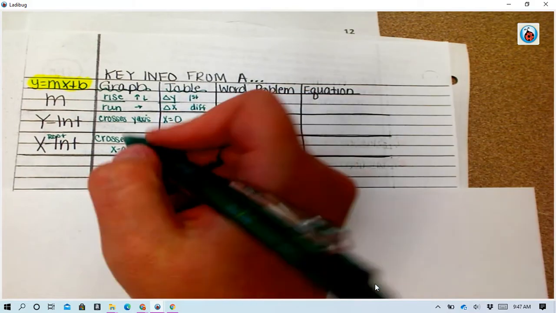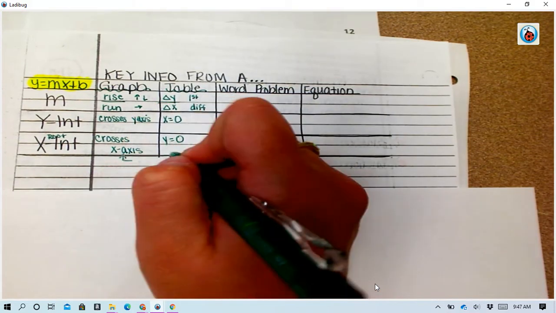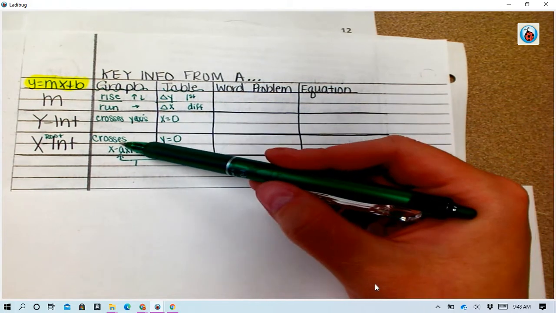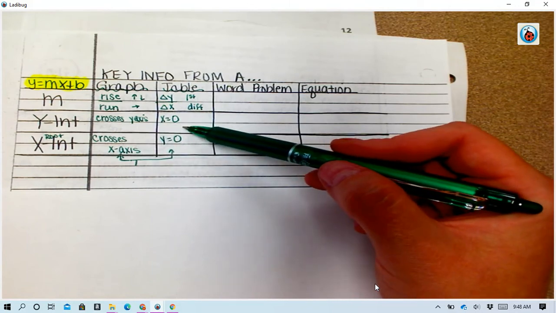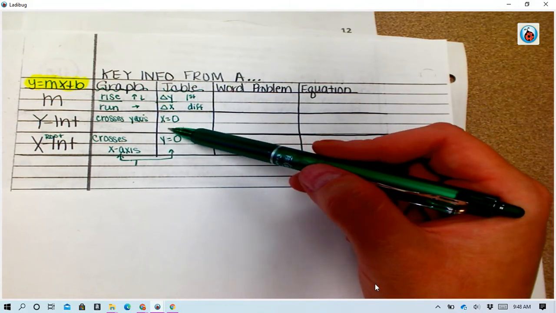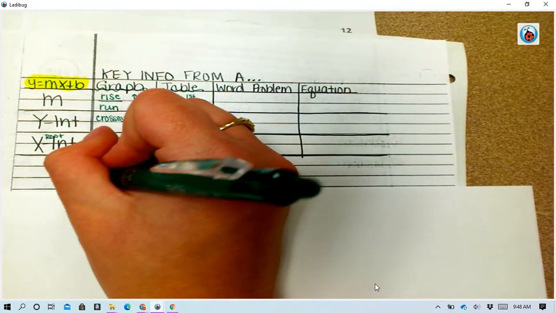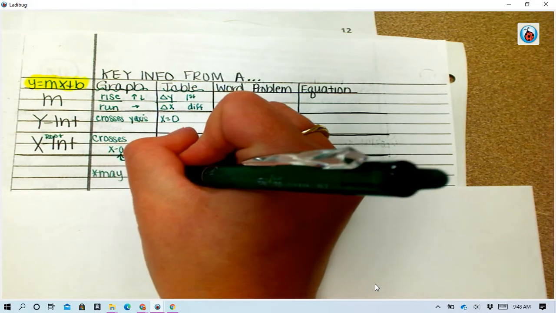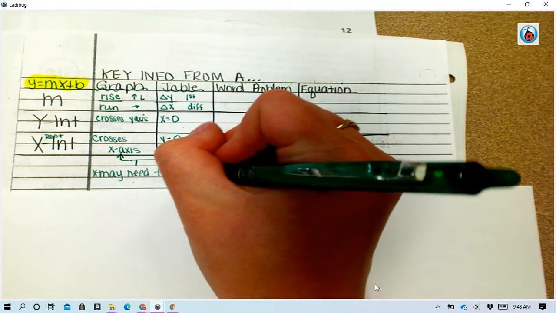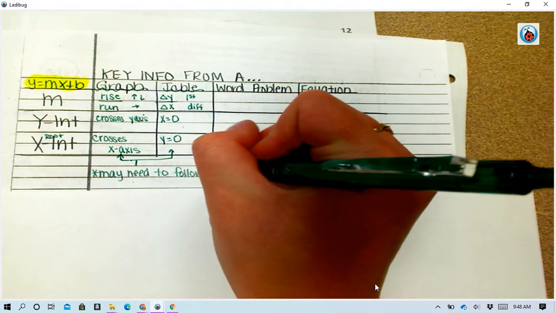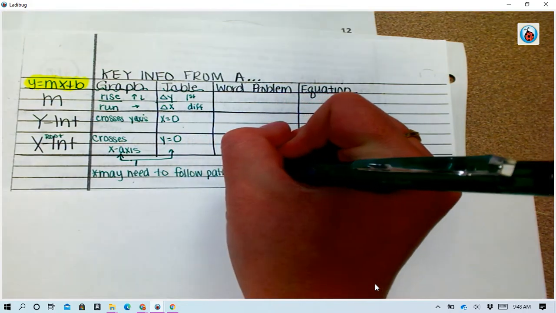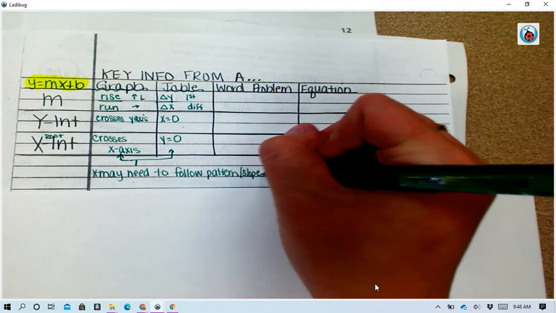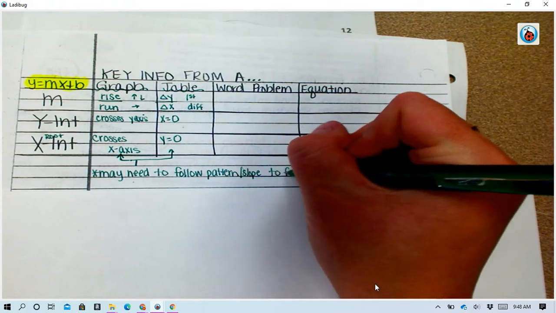For these two scenarios, down here, I want you to add something. Sometimes in the pattern, or in the graph, or in the table, you can't see your y-intercept. So you may need to follow the pattern or your slope to find the intercepts.